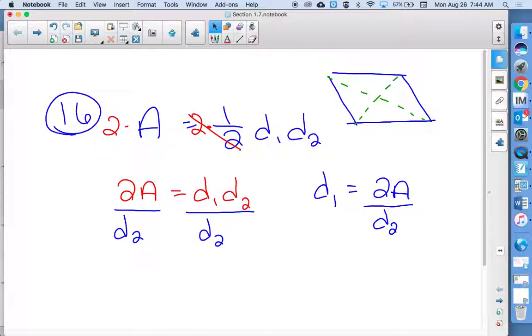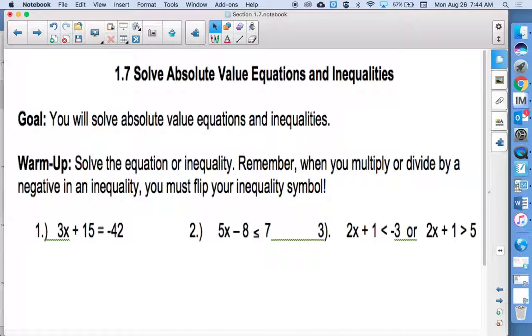So today we're going to talk about absolute value and inequalities. And it's the last section of that little chapter 2 packet. So if you could take that out, turn to section 1.7, and there's an equation to solve and 2 inequalities to solve.